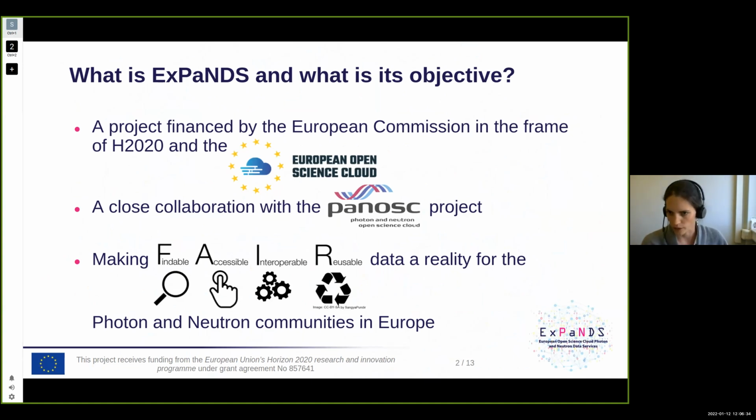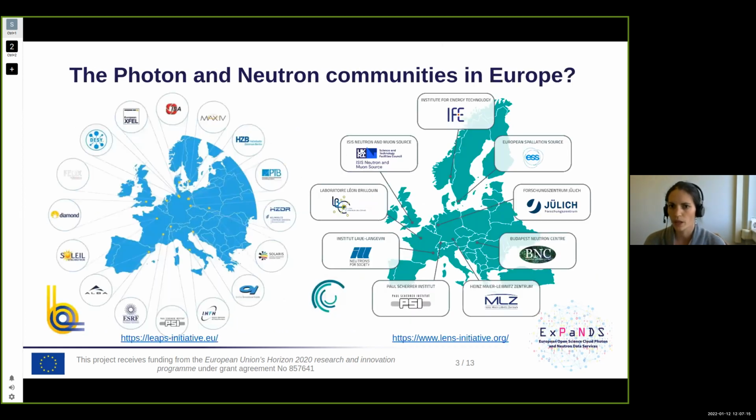It's a project financed by the Commission in the frame of the European Open Science Cloud. It is also a close collaboration with the PANOSC project that you might have heard of. The objective of these two projects is to make FAIR data a reality for the photon and neutron communities in Europe, as Jean just said. And FAIR, I think you heard of it, but still it doesn't hurt to repeat. It means findable, accessible, interoperable, and reusable. And once this is achieved, open science is possible. So that's why the European Commission financed these two projects to bring FAIR to the photon and neutron communities.